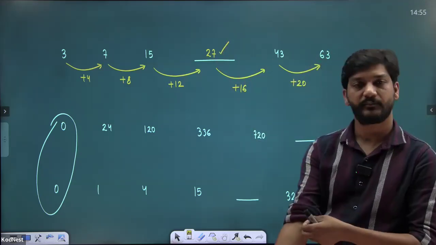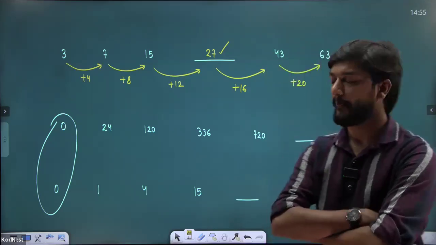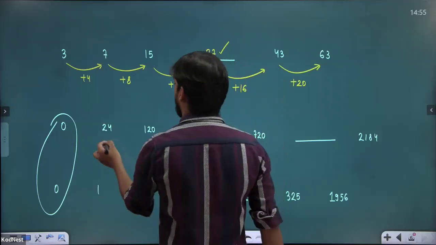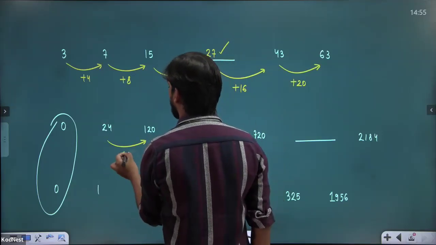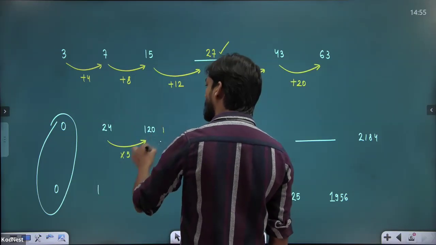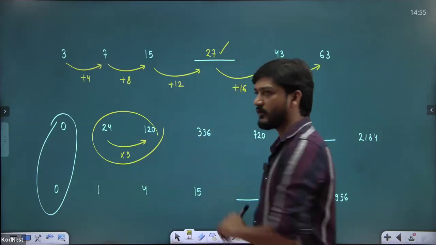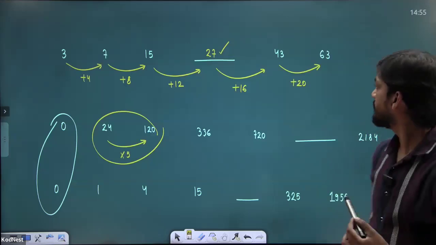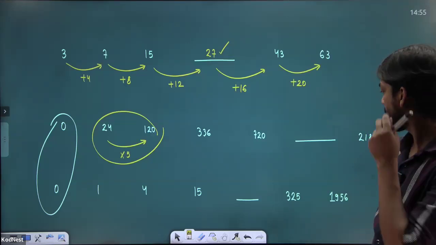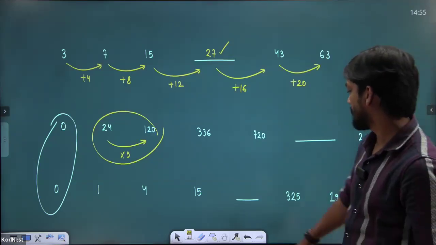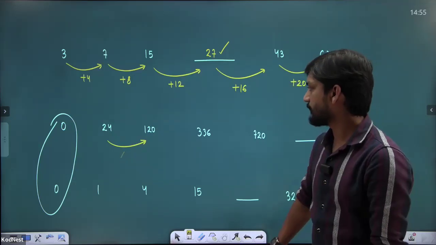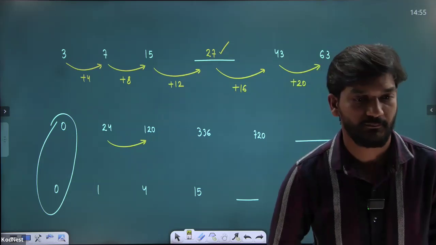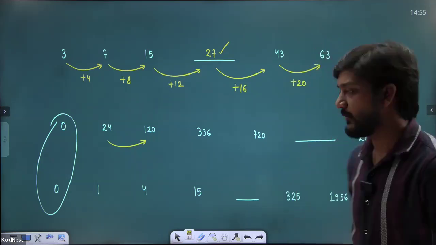Now next one. How is it working out? Don't think 24 into 5. Multiplication will work only in this part. Nowhere else it will work. Last one, 64. How come 64? Last question, 64.